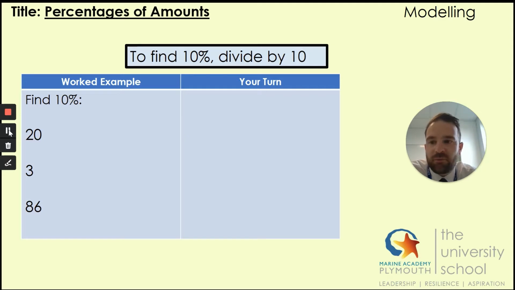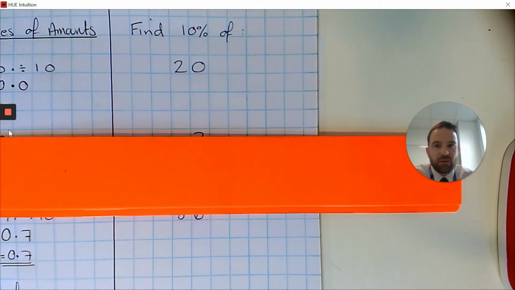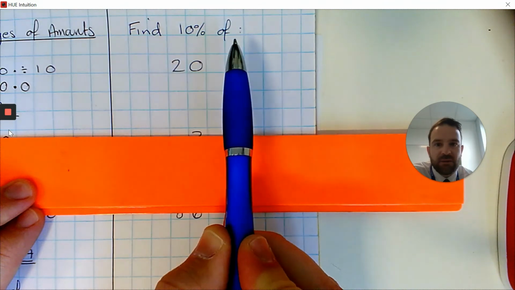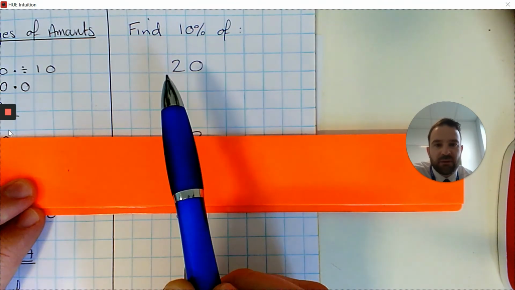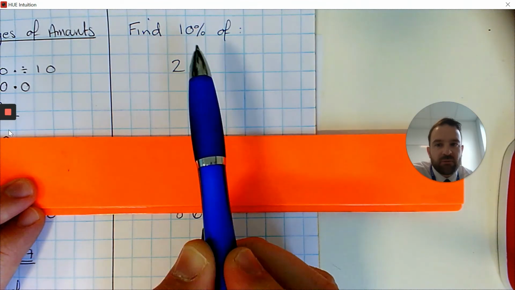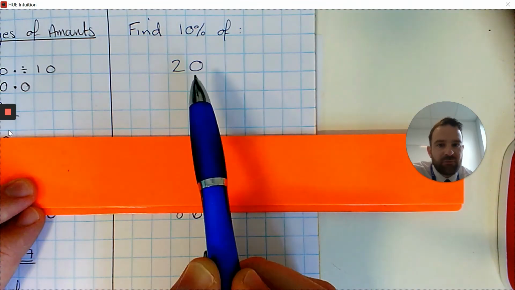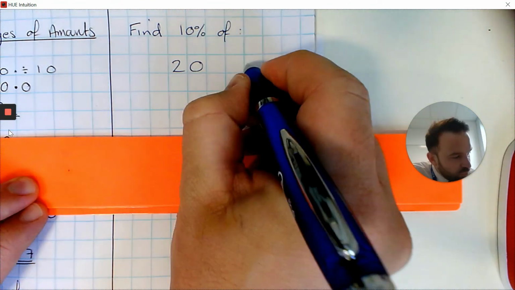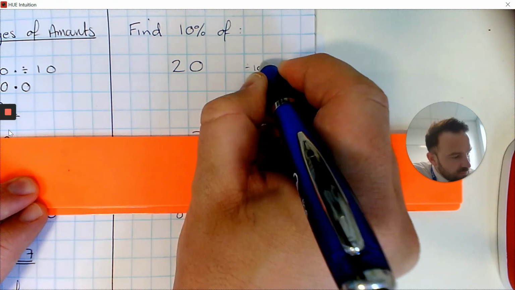I'm going to work through 3 examples of finding 10% before you have a go. So our first example is find 10% of 20. Now the key bit of information you just wrote down was to find 10%, we have to divide our number by 10. So 20 divided by 10.